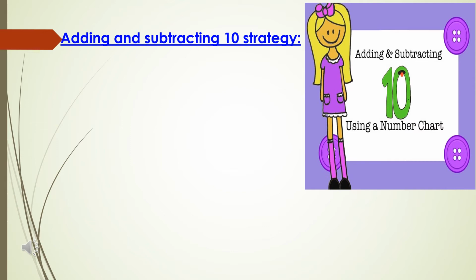17 minus 10. We will keep ones place as it is. The number in ones place will be as it is. It's 7, so we will put 7 in ones place. In tens place, we have what? We have 1. We will decrease this 1 by another 1. We will take away 1. So 1 minus 1 will be what? 0. So it will be 7 as it is.